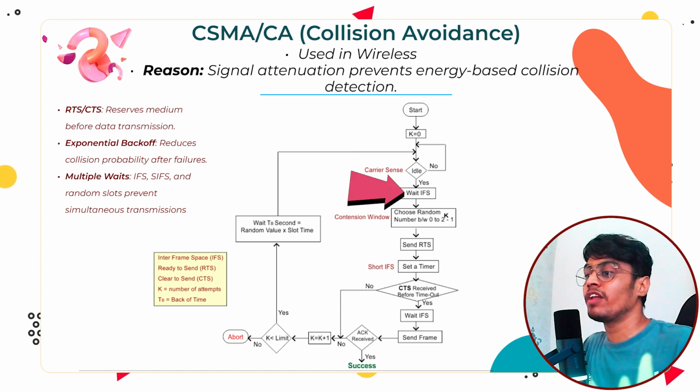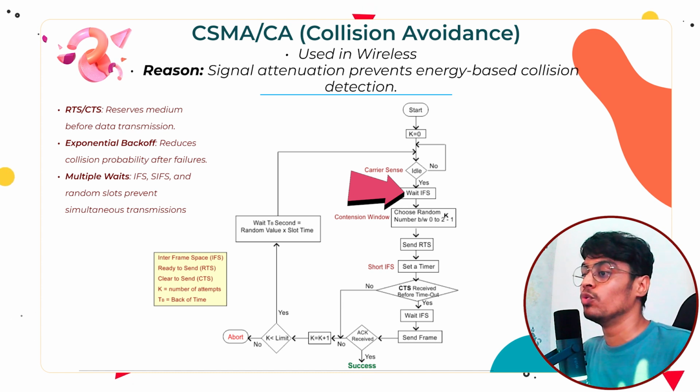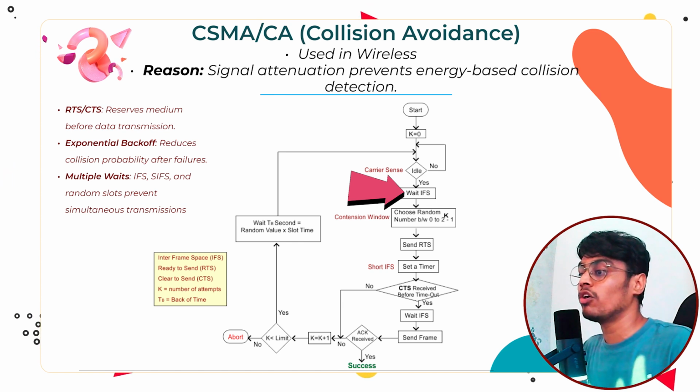Step 3, interframe space, IFS. When it finds the medium idle, what does it have to do? It has to wait. Here we never do data transfer directly. The concept of waiting is most important in CSMA/CA.